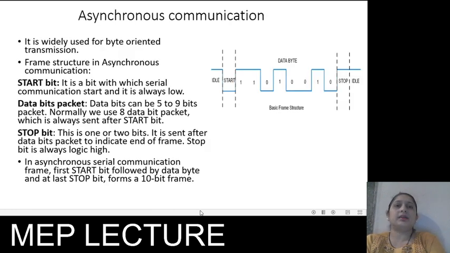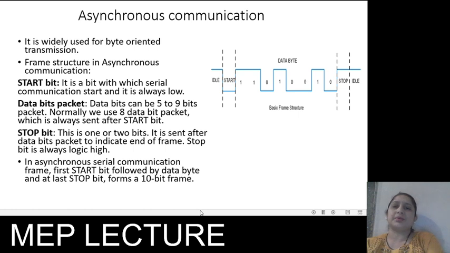Now, we will see in detail what asynchronous communication is. It is widely used for byte-oriented transmission. I think everyone knows what a byte is. One byte means 8-bit data. So when we transfer byte data bit by bit, 8051 supports asynchronous communication. When we talk about asynchronous communication, we can see in the diagram there is a data frame. The data frame has three important parts: one start bit, then the data bits, and then the stop bit.